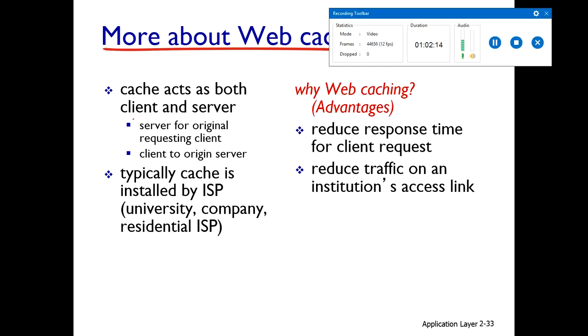It acts as a client when the page is not found in it, so it requests the server. At that time, it is acting as a client. It is acting as a server when the page is there and some browser has requested that page. Typically, cache is installed by the ISP, which is the Internet Service Provider. It can be a university, company or residential ISP.